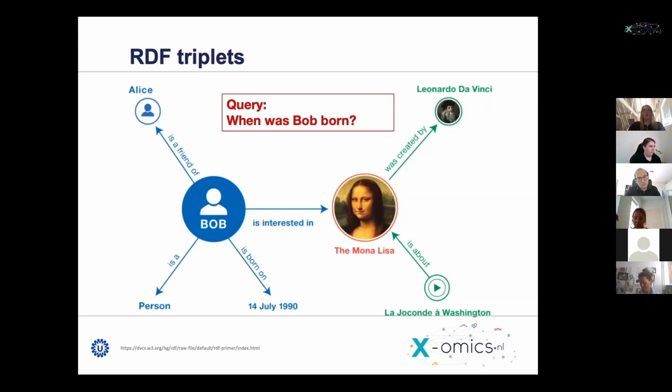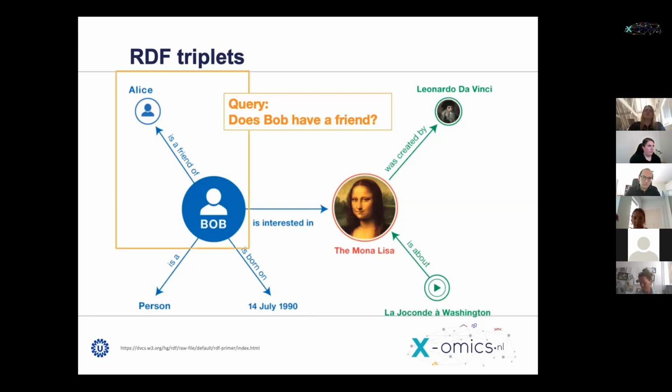When was Bob born? And the answer is Bob is born on 14th July 1990. Next question. Does Bob have a friend? Turns out Bob is a friend of Alice. And in our knowledge graph, Alice is a friend of Bob as well. It sort of implies that they are friends. That might not be the case in reality, but in our knowledge graph, it's true.